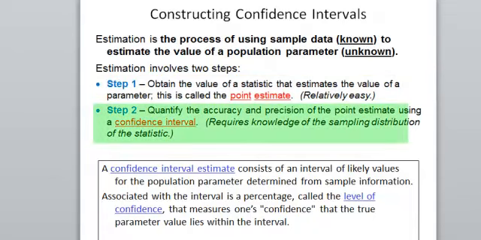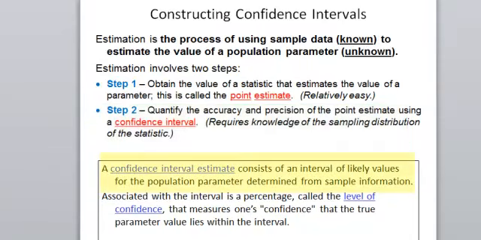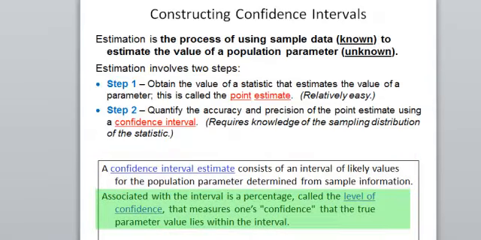Step 2 is to quantify the accuracy and precision of that point estimate, and that's when we use our confidence interval technique. Now remember, that requires us using the sampling distribution of that particular statistic, and in this case we're looking at sample means when sigma is known. So the confidence interval estimate consists of an interval of likely values for the population parameter determined from sample information. Associated with the interval is a percentage called the level of confidence. That measures one's confidence that the true parameter value lies within that interval.